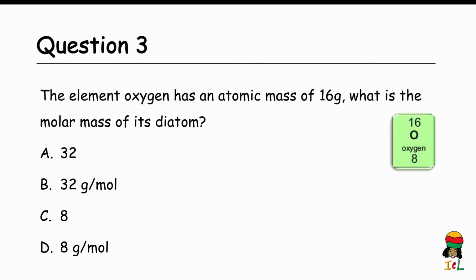Question 3. The element oxygen has an atomic mass of 16 grams. What is the molar mass of its diatom? A, 32, B, 32 grams per mole, C, 8, D, 8 grams per mole. The answer is B, 32 grams per mole. First of all, we are finding the molar mass, so we know it must have units of grams per mole. Since the atomic mass of oxygen is 16, the diatom, meaning it has 2 atoms of oxygen in the molecule, then that would be 16 plus 16, which gives a total of 32 grams per mole.